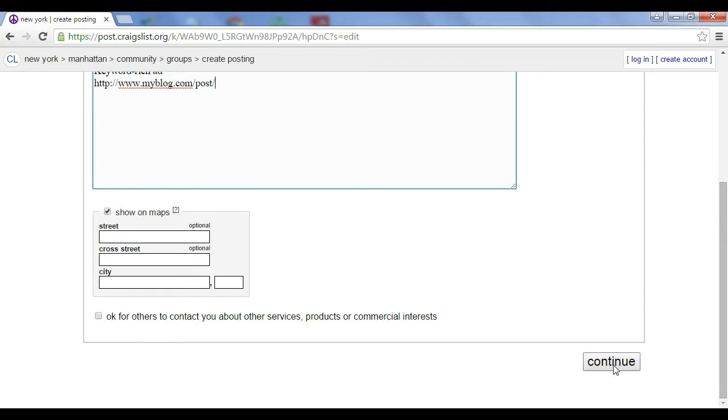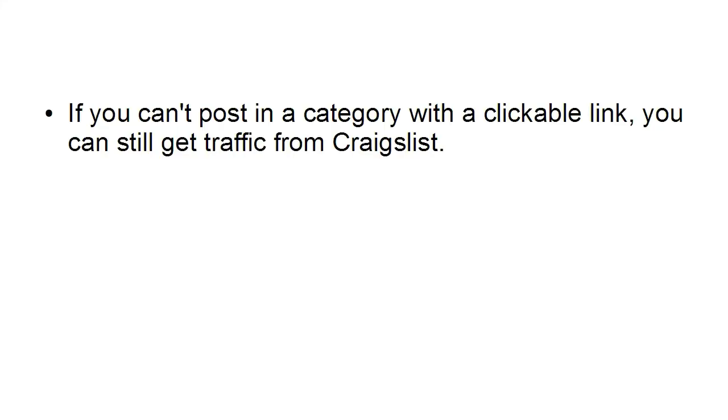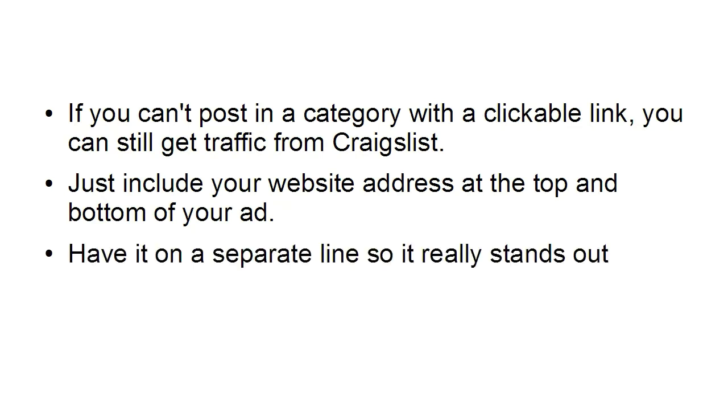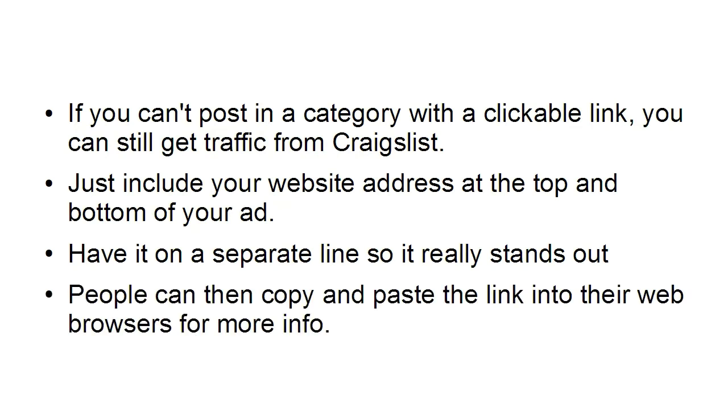Now, this does vary depending on where you are in the world. In some countries, they will call you on the phone and it has to be a local number. In other countries, they'll send you an email and you just have to click on the clickable link. Now, if you can't post in a category with a clickable link, you can still get traffic from Craigslist. What you need to do is just include your website address at the top and bottom of your ad. And you want to have it on a separate line so that it really stands out. And people can then copy and paste the link into their web browsers if they want more information.